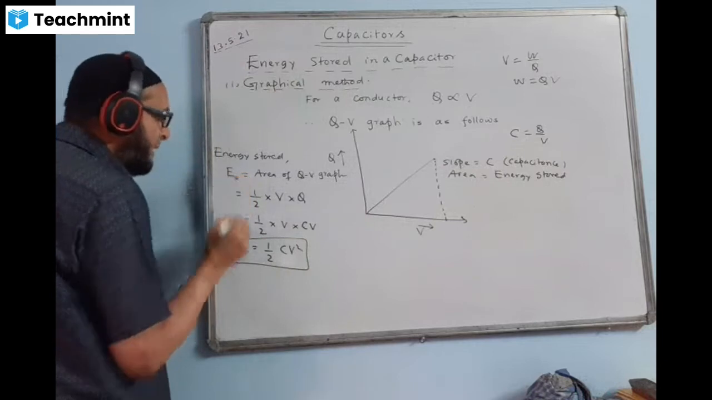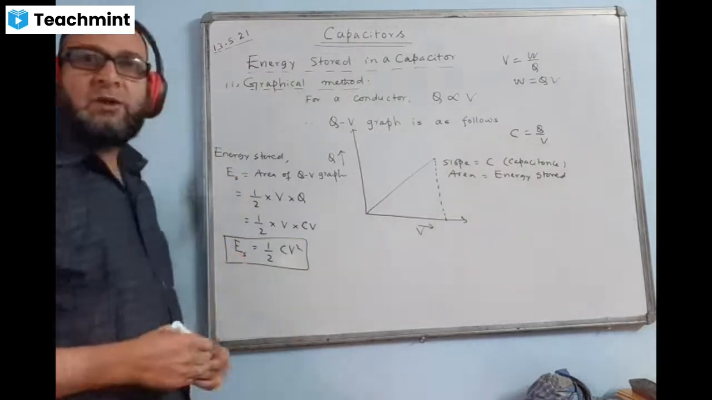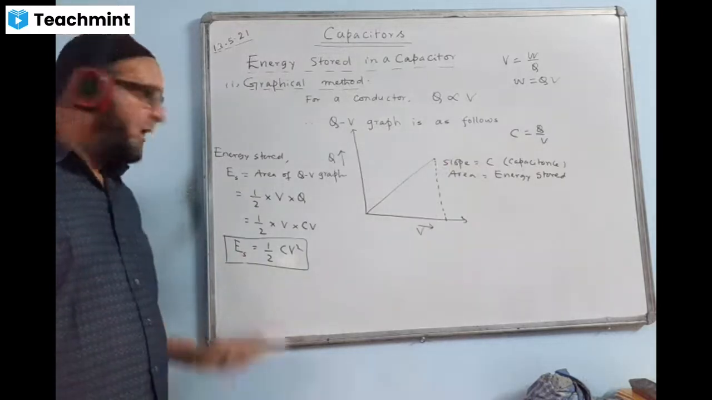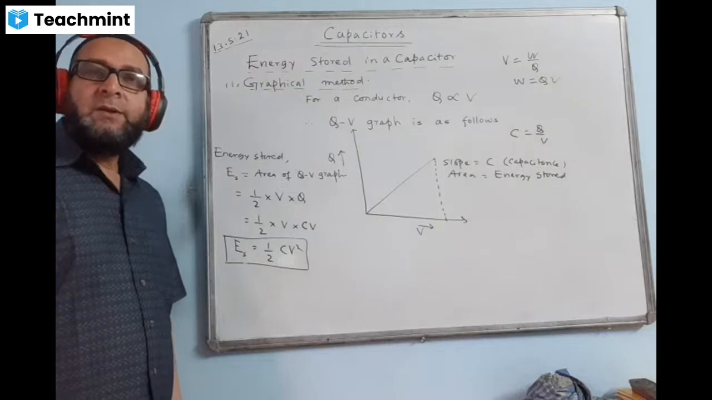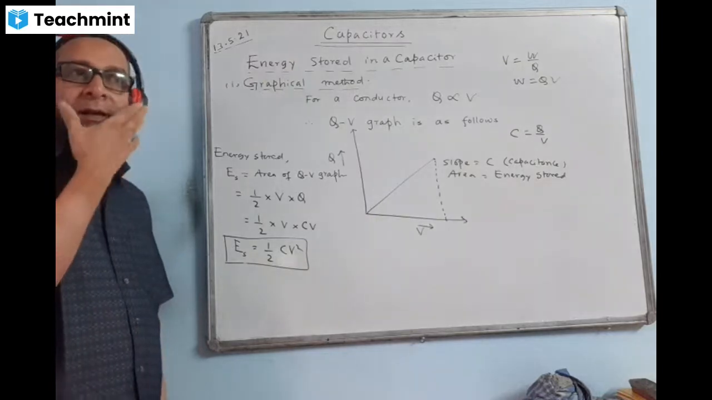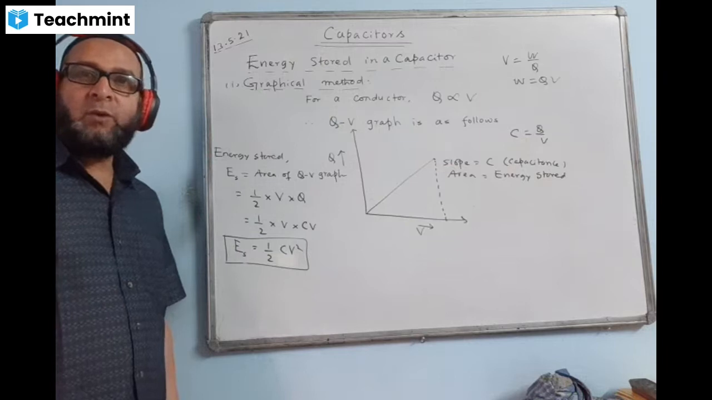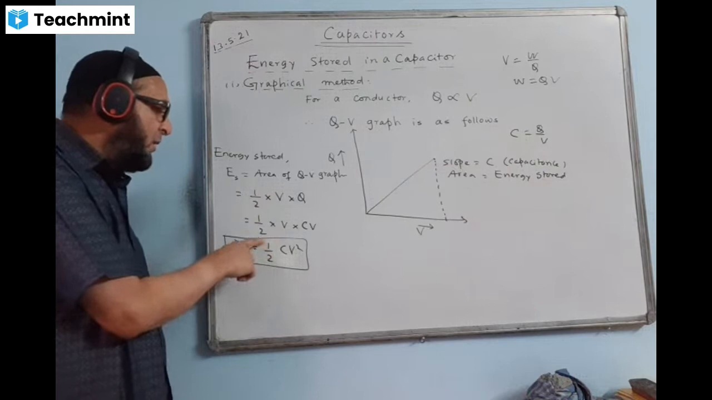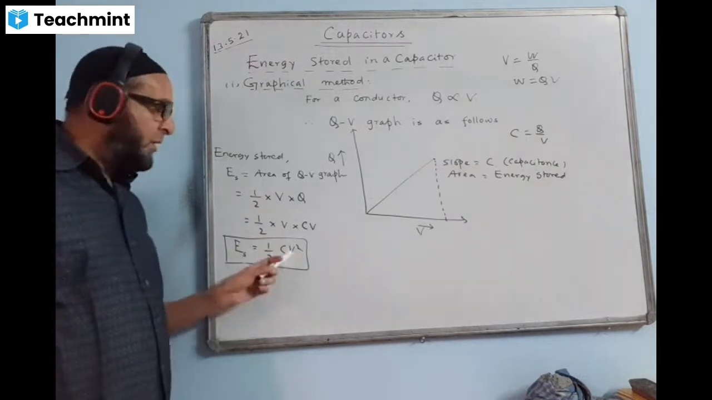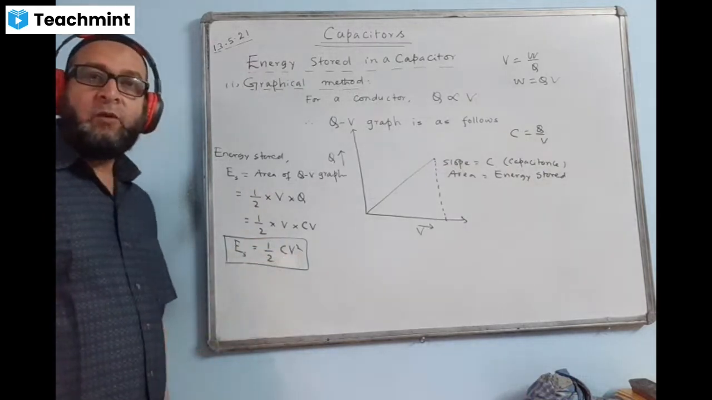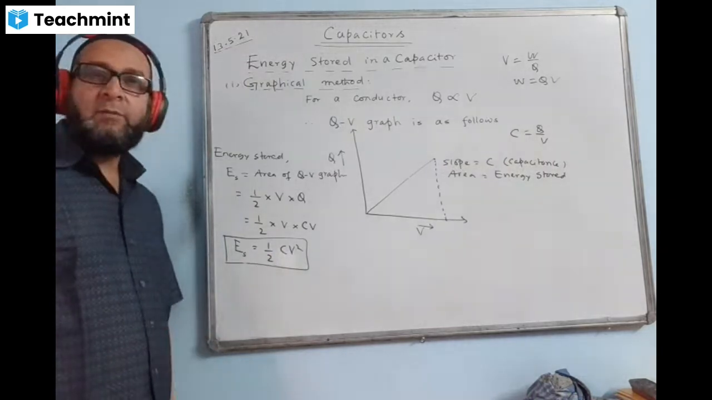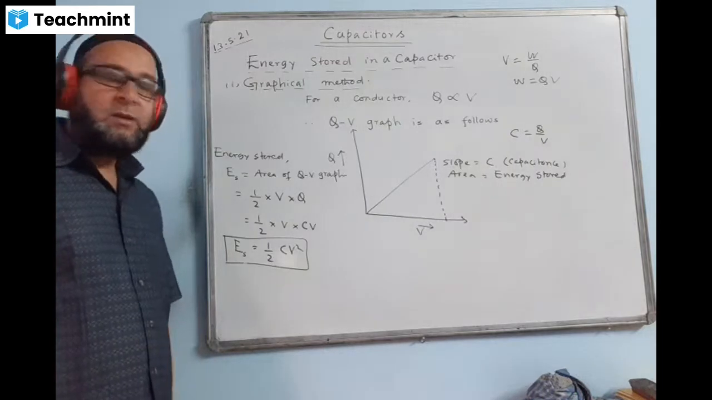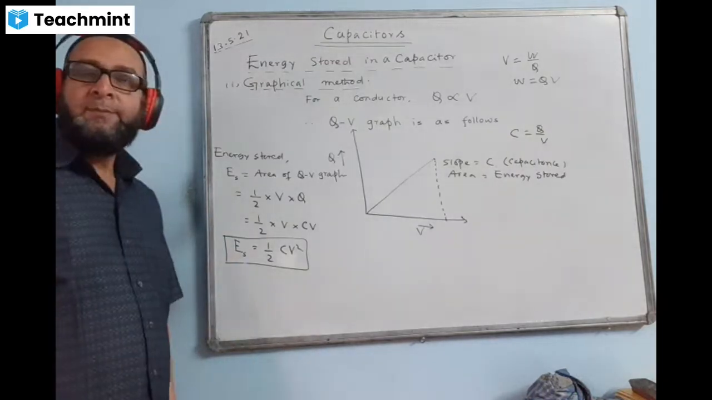Energy stored, I write E S, where S stands for stored. The energy stored formula is half CV square. This formula is a little similar to the kinetic energy formula, half mv square. So the energy stored in a capacitor is half CV square, where V is the potential in volts and C is the capacitance in farad or microfarad. The unit of energy will be joules. The SI unit of any kind of energy is joules. So this is the formula we have.